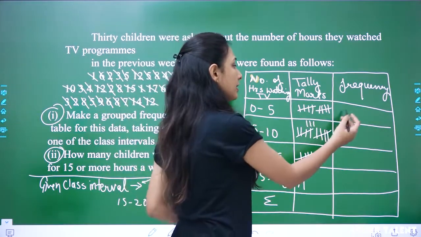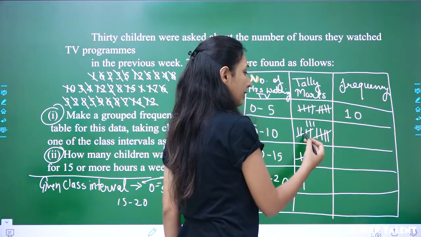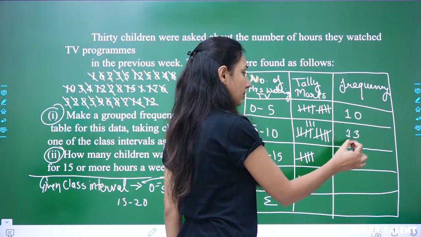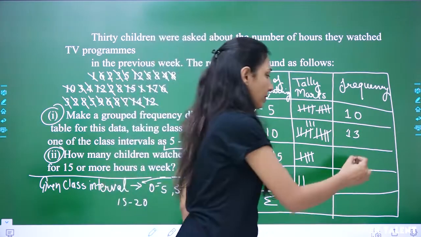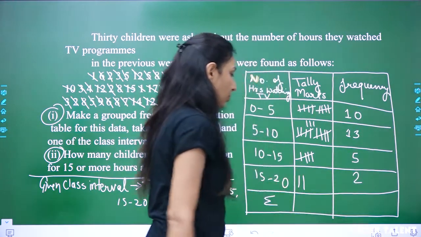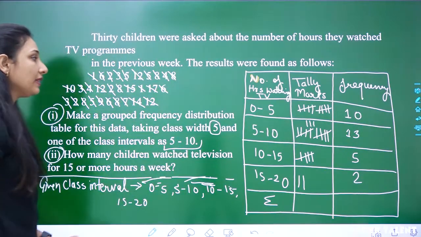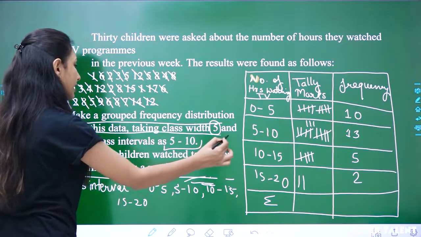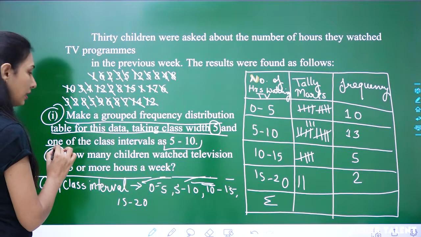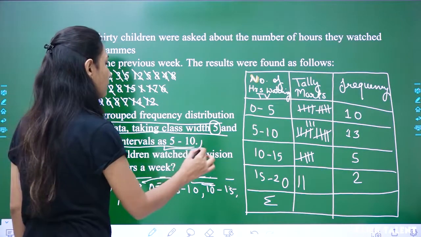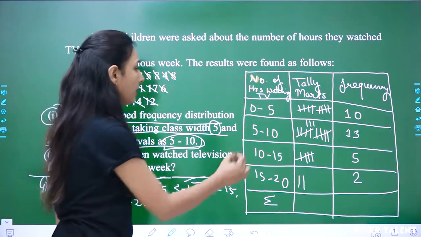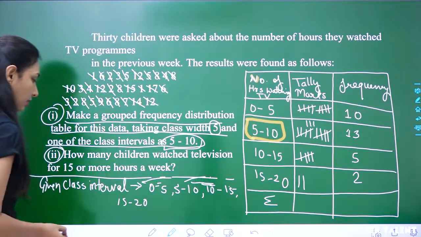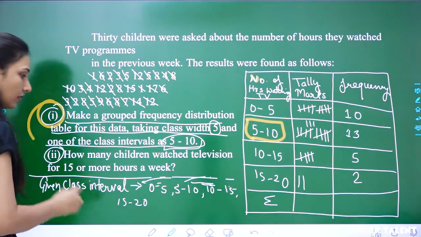So the frequency here is 10, here this 10 plus this 3 is 13, here it is 5 and here it is 2, right. So that will be the grouped frequency table for this data, taking class width 5 and one of the class intervals as 5 to 10. This is the answer for the first one.